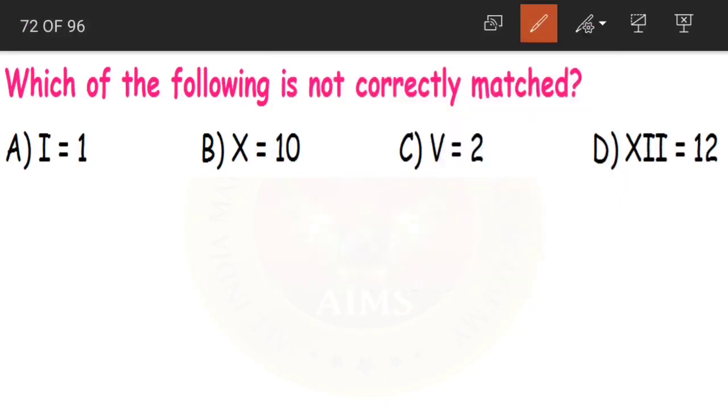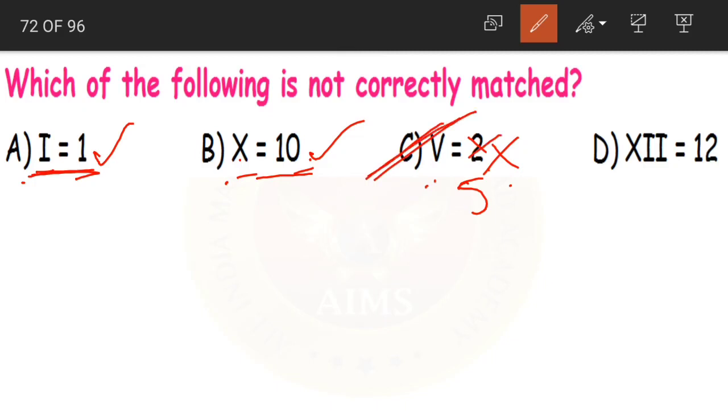Next question. Which of the following is not correctly matched? These are the Roman numerals and these are the Hindu-Arabic numerals. Option A, I is equal to 1. Is this correct? Yes. Option B, X is equal to 10. Yes, correct. Now option C has V is equal to 2. Is this correct? No, it is wrongly matched. V is equal to 5, not 2. So option C becomes our correct answer.